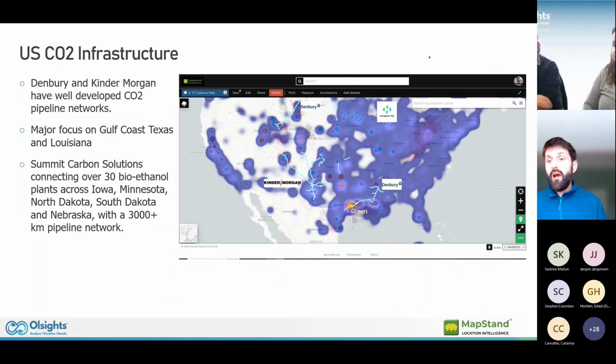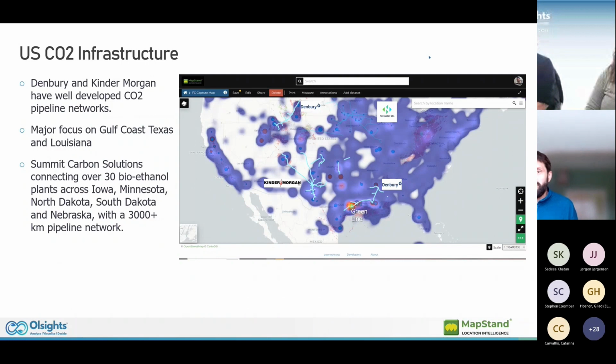This is the current and planned future US CO2 infrastructure. On the map, what we can see is CO2 emissions, which are giving us the heat map color, and then in the blue, we have the existing CO2 pipelines. There are a couple of players that really dominate this market. We have Denbury, which we see in Louisiana and Texas, as well as in the north, and Kinder Morgan with a huge CO2 pipeline network, which is slightly lighter, so it's harder to see.